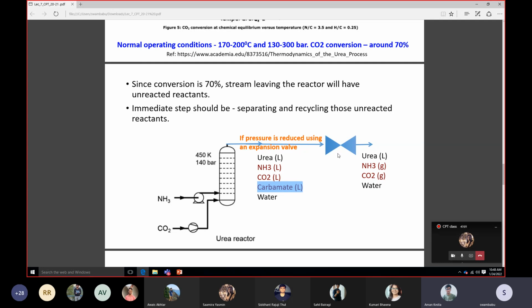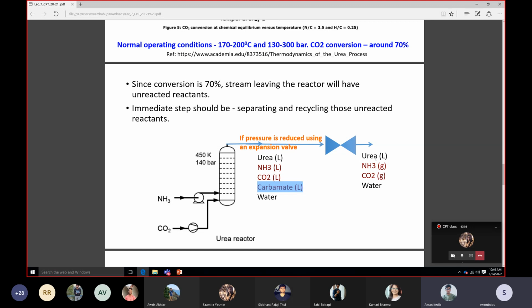If you reduce it suddenly, a very high amount of mist formation and a very high amount of biuret formation will occur. That's why the pressure has to be released very slowly, gradually. So they use a very controlled pressure releasing valve called an expansion valve. Urea is a stable product; once it's converted to urea, it will not dissociate into ammonia and CO2. Only carbonate can be easily dissociated.